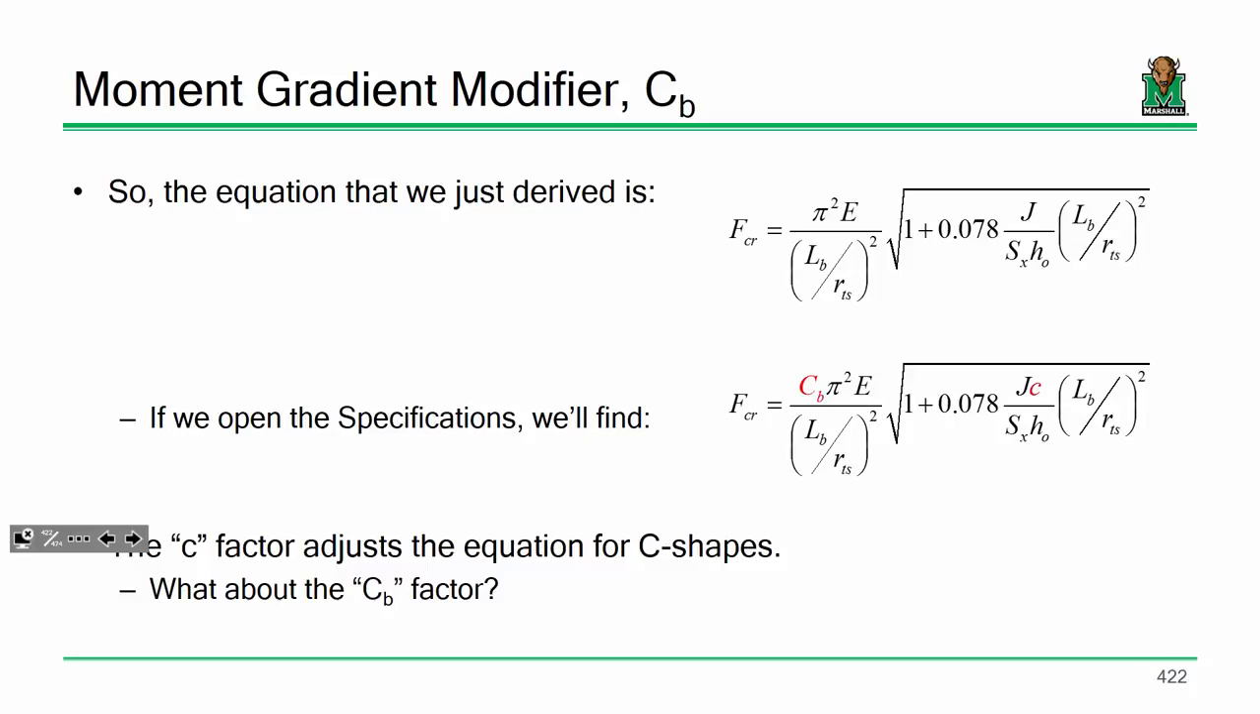That's essentially, for the most part, the same thing we just derived, with a couple minor exceptions, okay? First one is if you notice under the square root, instead of J over SX H naught, it's JC over SX H naught. The C is just a modification factor for if you're dealing with a channel as opposed to an I shape. So that's not going to matter for us. We're just going to take it to be 1. But then there's that C sub B, okay?